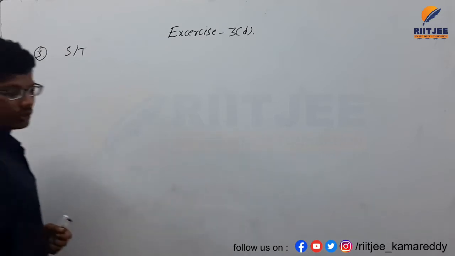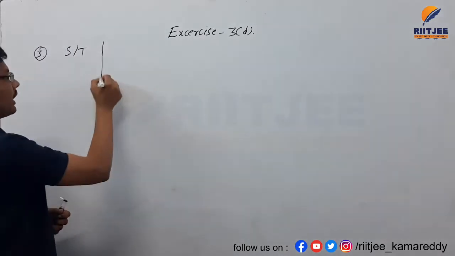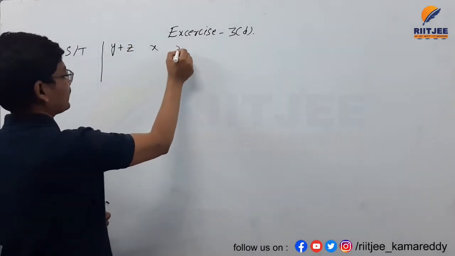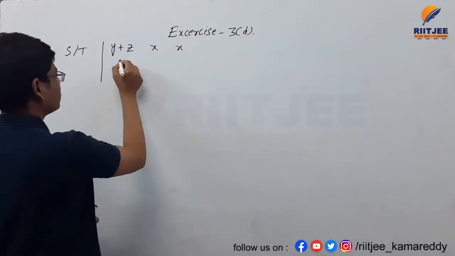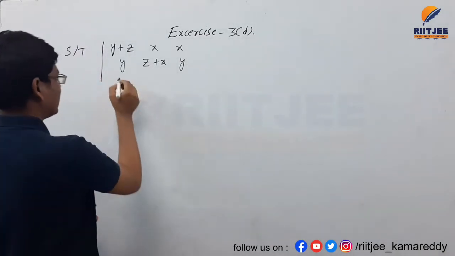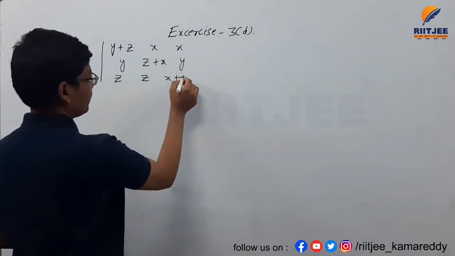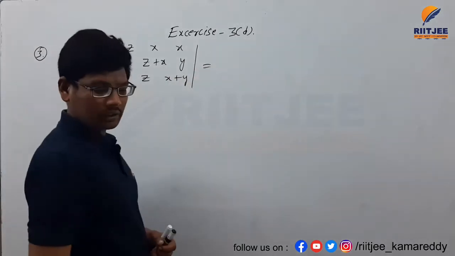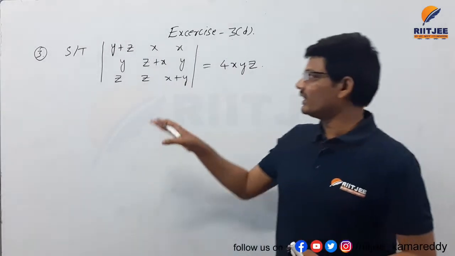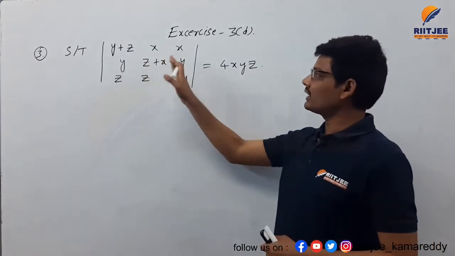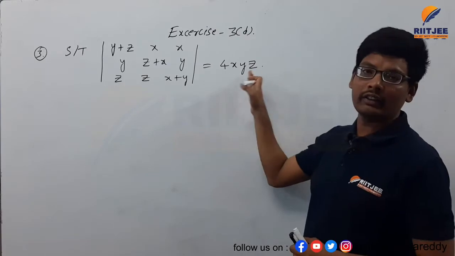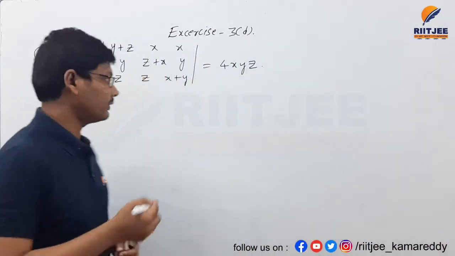Show that, given one determinant, y plus z, x, y; z plus x, y, z; x plus y. This is equal to 4xyz. He is given one 3 by 3 determinant here, and is asking to show 4xyz. Let us see the solution here.